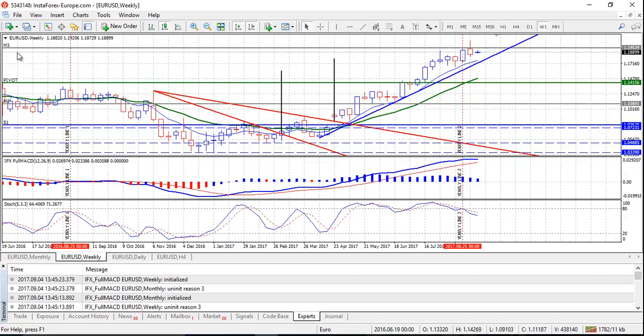You can see the pivot point here, M3. This M3 is the resistance pivot point here, and then this is the central pivot point. This green line is the central pivot point, and below the central pivot point you have a mid-level support pivot point, and then you have S1, which is the first support.